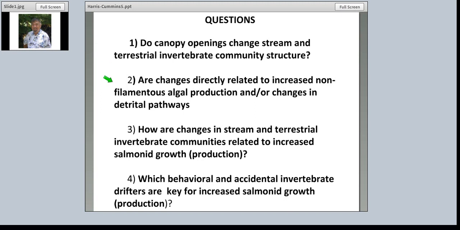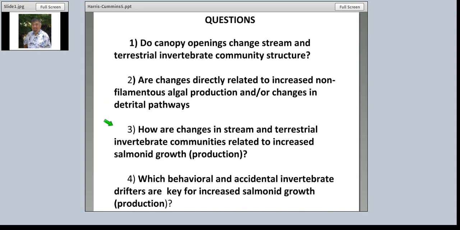Secondly, are these changes related to increased non-filamentous algal production or changes in the detrital pathways? That is, are these changes related to the R part or the P part of the P/R ratio? Or probably both, maybe combinations, particularly with seasonal differences.